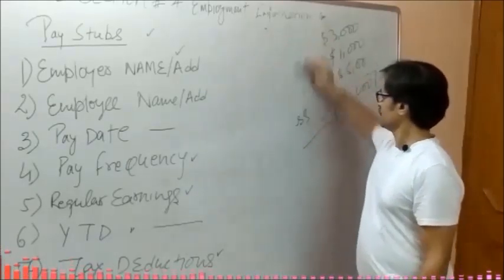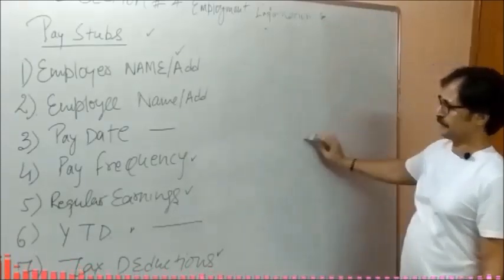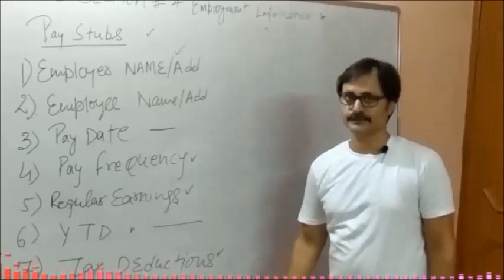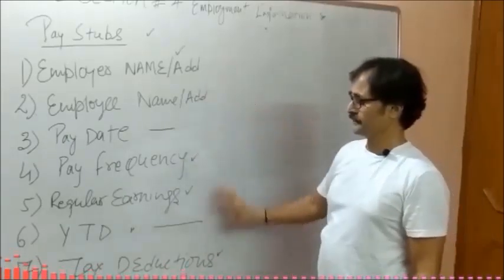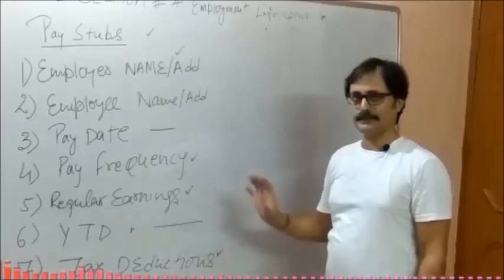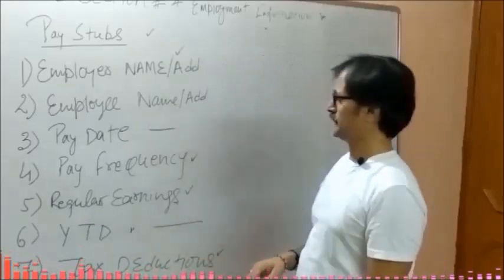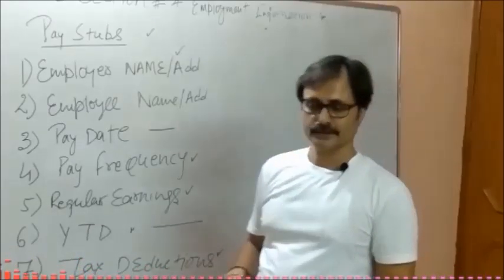So as of now, these are the important terms of the pay stub which should always be there. If even one of them is missing and we cannot determine it, then we are not going to accept that pay stub as a valid pay stub. Okay, let's see how to calculate income and what the different formulas are.